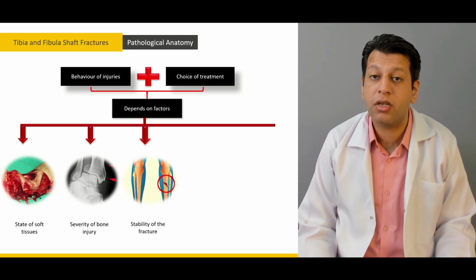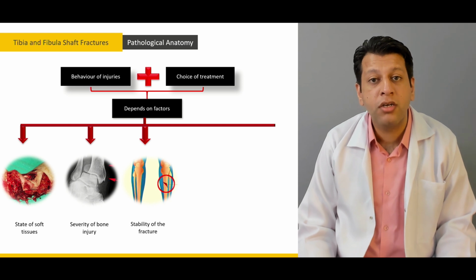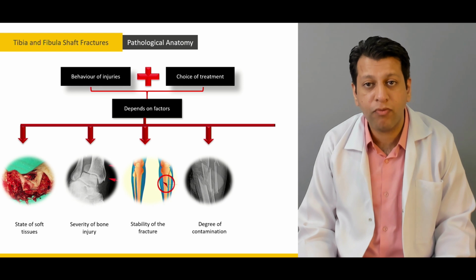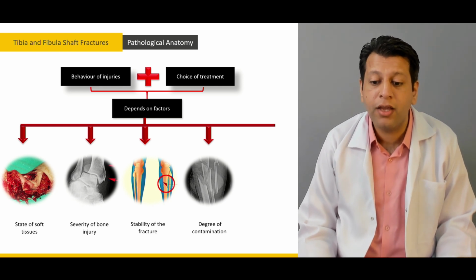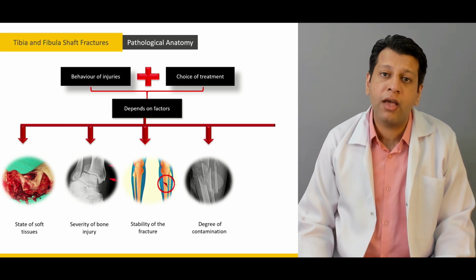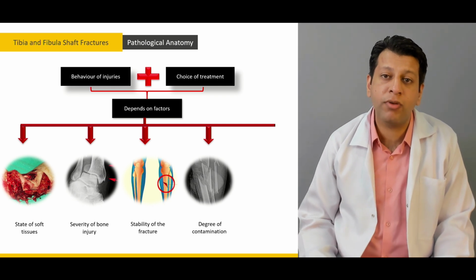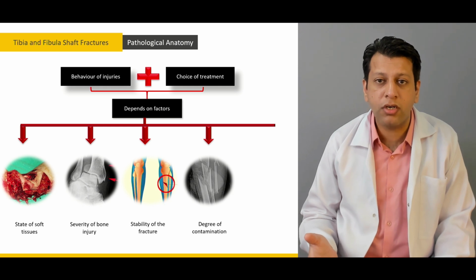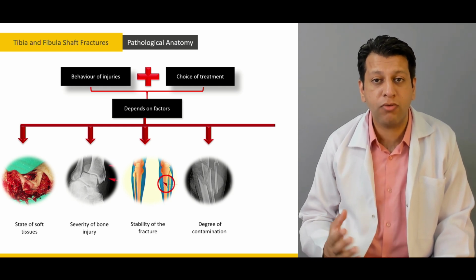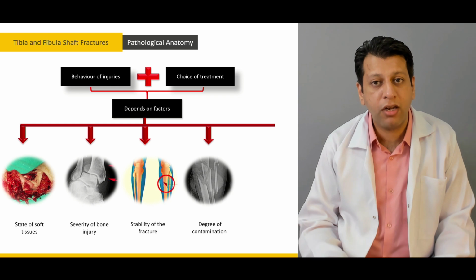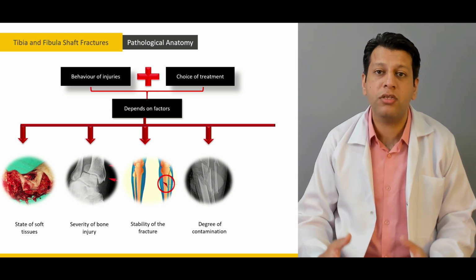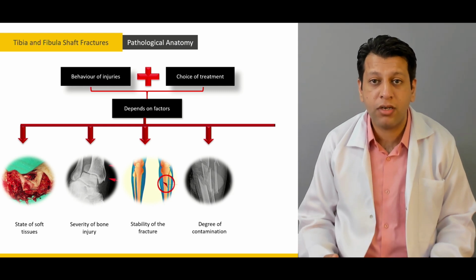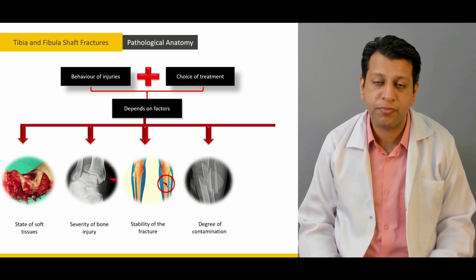In case it's segmental or highly comminuted, the fragments may be highly unstable and may require some form of external fixation as well. And then the degree of contamination. If the patient had an open fracture, where did it occur? Was the patient dragged into the dirt or not? Did the patient go out of the car and fall in a farm or not? Because all these injuries determine how much contamination could have taken place over the wound area.